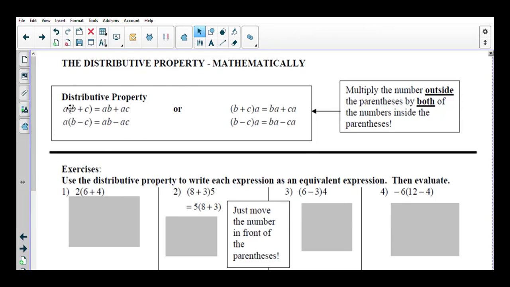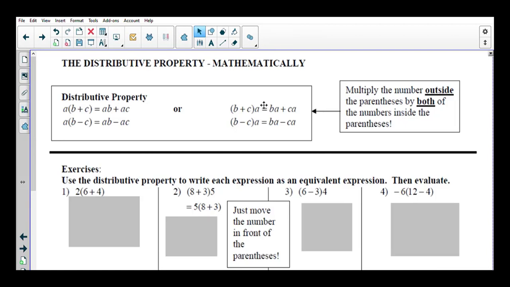Basically, you take whatever number or variable or term is outside the parentheses, and you multiply it by each element inside the parentheses. If you have an addition sign in the parentheses, you carry that over. If you have a subtraction sign in the parentheses, you carry that over. I do stress this over here, where the variables behind the parentheses, we will actually rewrite it with the variable in front of the parentheses instead. We're allowed to do that, and we'll talk about why in a few moments.